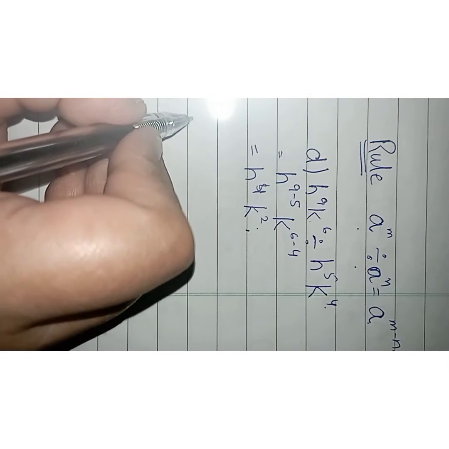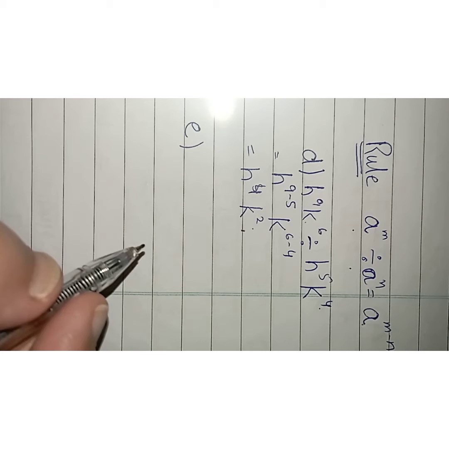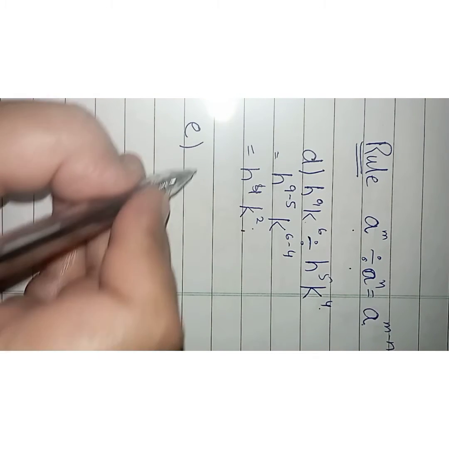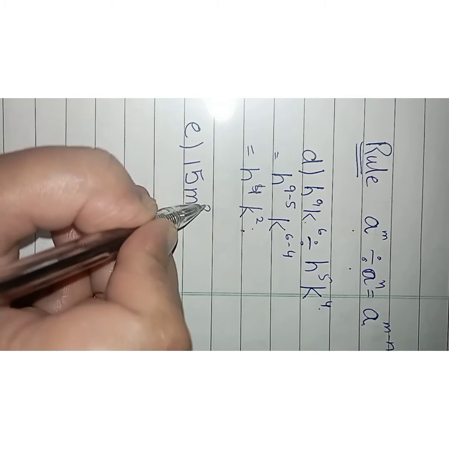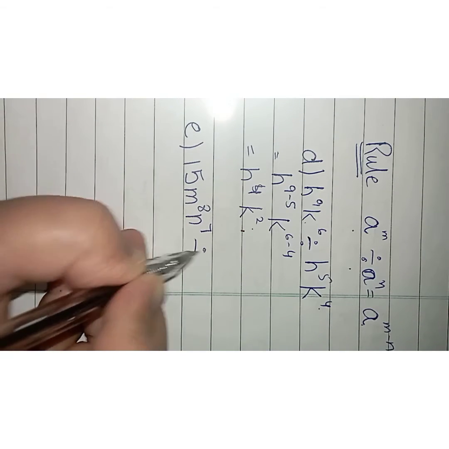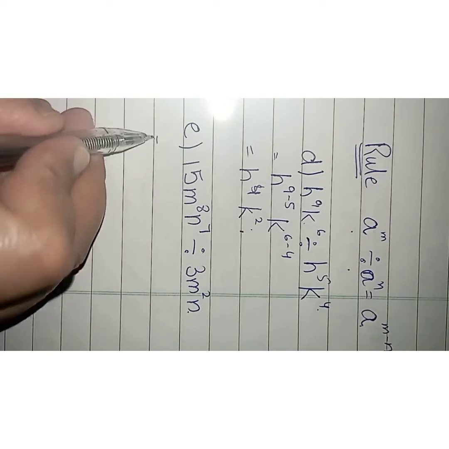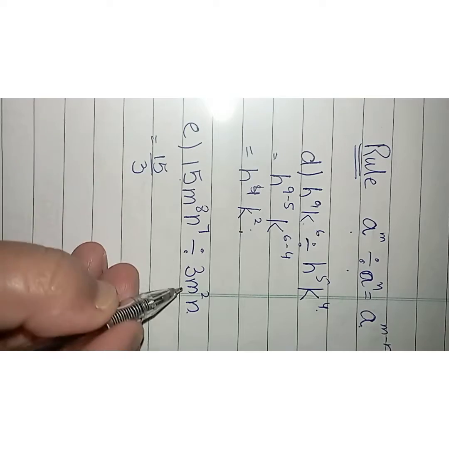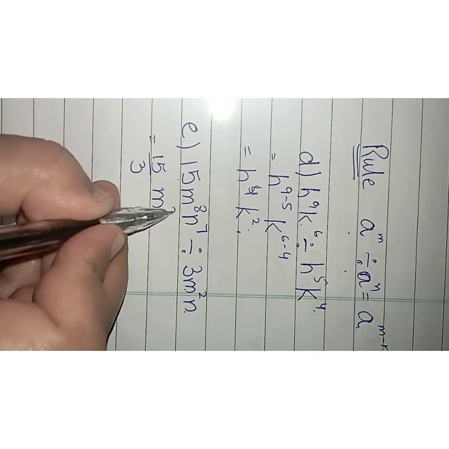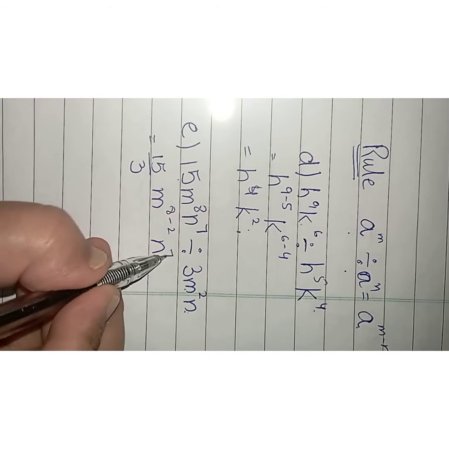Similarly, part E, 15 m8 n7 divided by 3 m square n. 15 will be divided by 3, m power 8 divided by m power 2, so it's 8 minus 2, n power 7 divided by only n, so 7 minus 1.